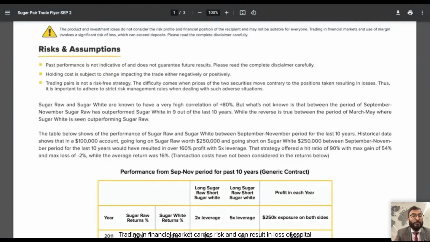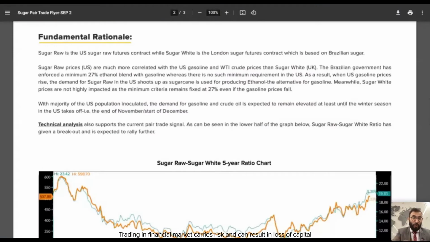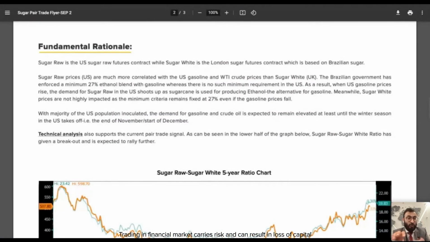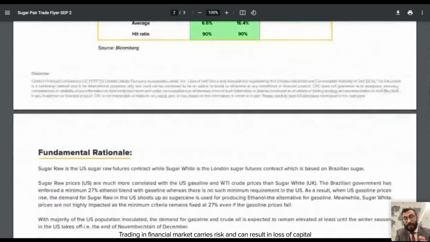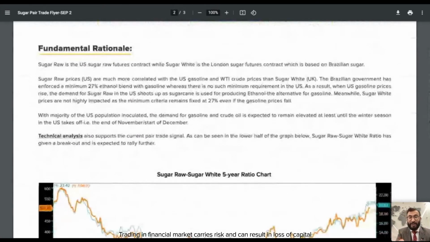Sugar raw is more correlated to US gasoline, right? Because sugar raw is more connected to US gasoline, and gasoline prices are expected to be higher in winters, which is November to December, we have seen sugar raw outperform sugar white 9 out of 10 years during September to November. By connecting the dots, you reach a point where you feel that it is good to buy sugar raw and short sell sugar white during these times, since 2 to 3 factors are in place.